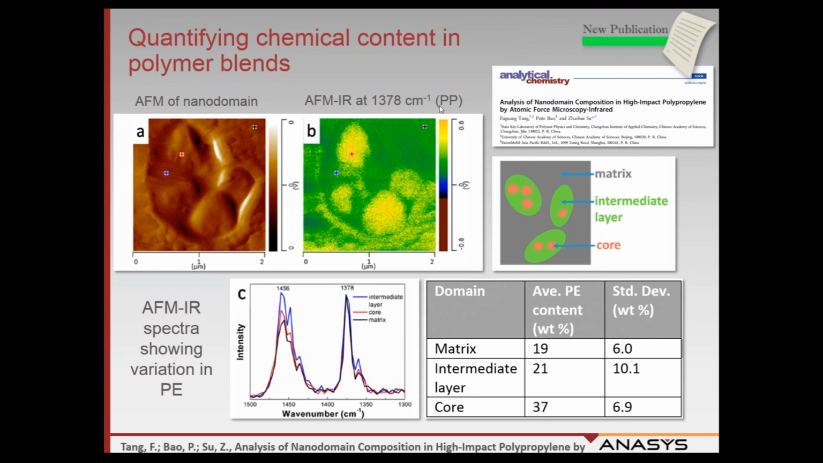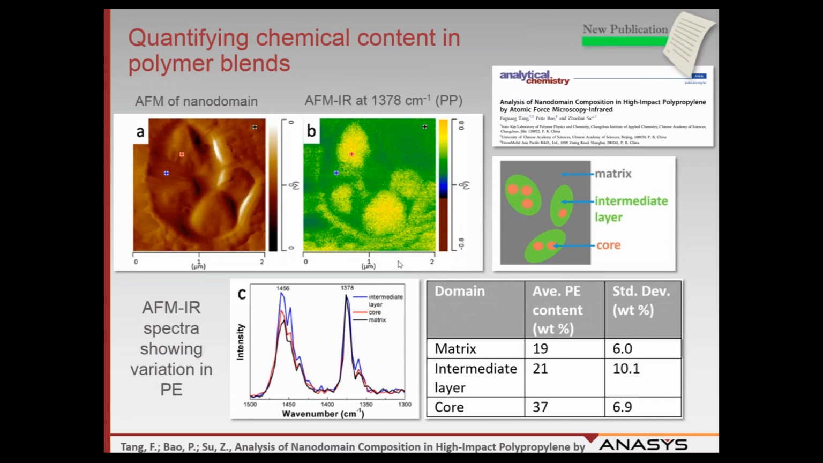But if they then normalize to this 1378 peak and then look at the variation in the 1456, or the ratio of those two, they can go back to this calibration curve and, from that ratio, read off the concentration. And so what they were able to do is determine that in the matrix, the intermediate layer, and the core, there were different concentrations of the polyethylene content. And so they were able to specifically quantify and identify the distribution of the concentration of these components in the polymer blend.